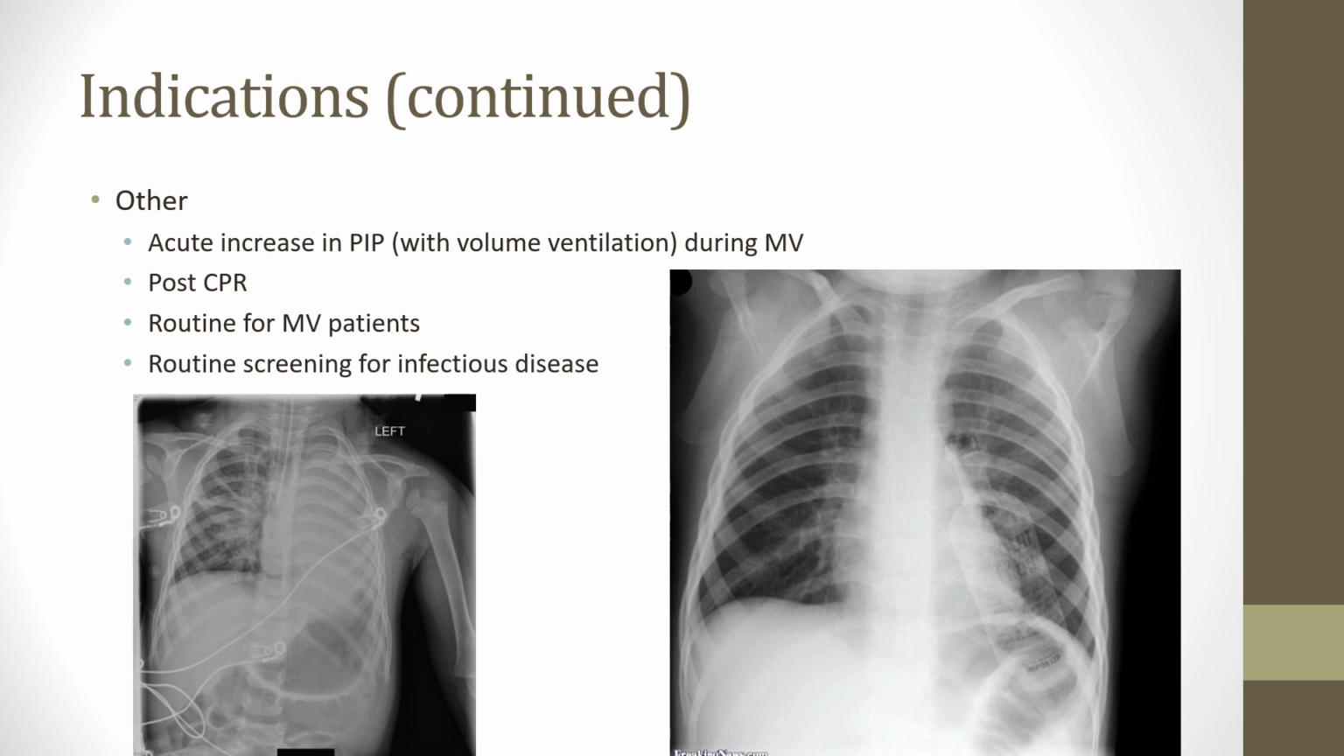Routine for mechanical ventilation patients sort of depends on facility to facility. Some people will get an X-ray every morning for the first 4 days, and PRN after that, but it just depends. It's to trend whether the lungs are getting better or worse while they're on mechanical ventilation. And then routine screening for infectious diseases like tuberculosis. I think it's like once every 5 years, things like that.